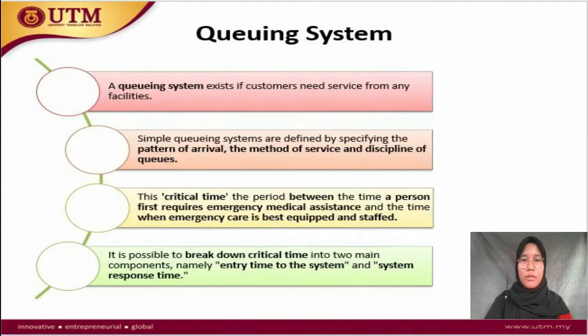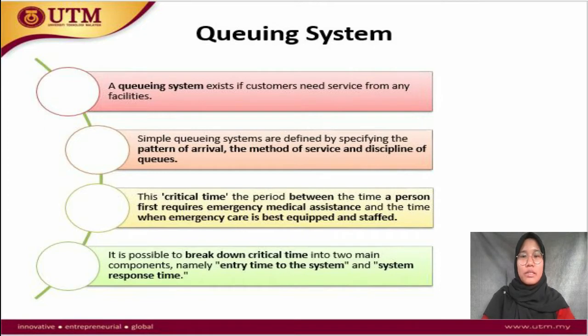Assalamualaikum and hello, my name is Dr Arina binti Rashid. Now I'm going to present the research background of our group project. I had identified some important things that need to be taken into account throughout this project. We need to know the definition and application of a queuing system. A queuing system exists when services are needed by customers from any facilities, and a simple queuing system contains the pattern of arrival, the method of service and the discipline of queues.